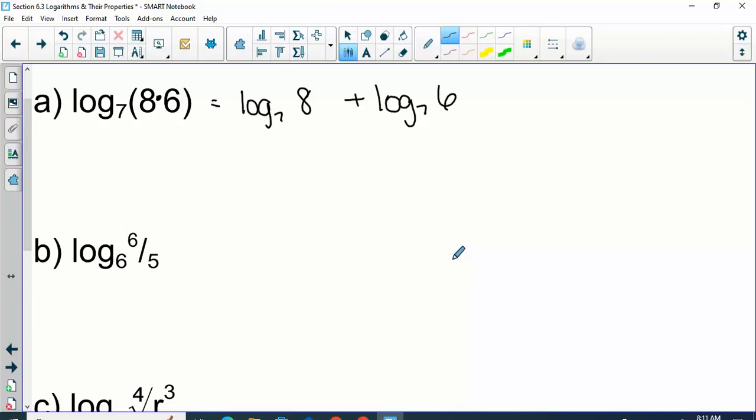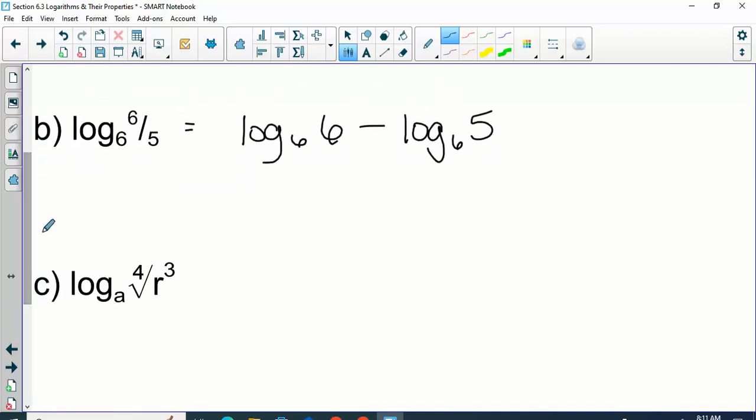Okay, what's the log on the seat? What's the bottom? Quit looking ahead. Well, it was already on there. Alright, so B. How would I break this one up? Yeah, if you have the log of things being divided, you subtract their individual logs. So we have log base 6 of 6 minus the one on the bottom, log base 6 of 5.